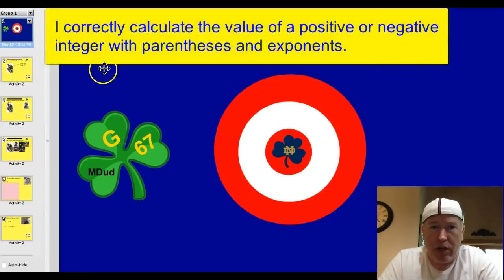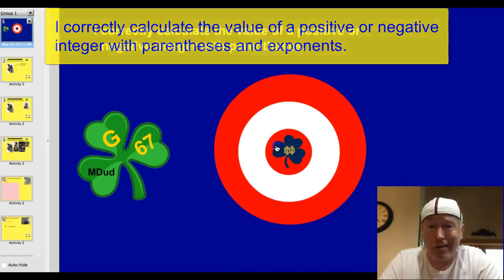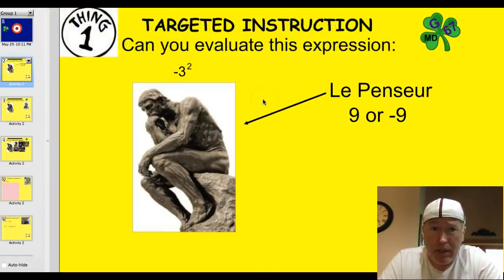Tonight officially our target is: I can correctly calculate the value of a positive or negative integer with parentheses. It gets messy at times, so let's get messy. Let's do this thing. It really boils down to a couple of things. Well, here's thing one. Can you evaluate this expression?